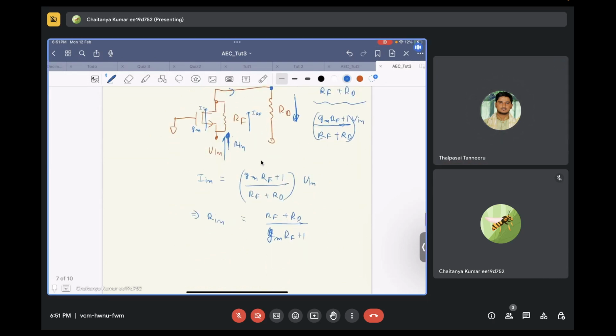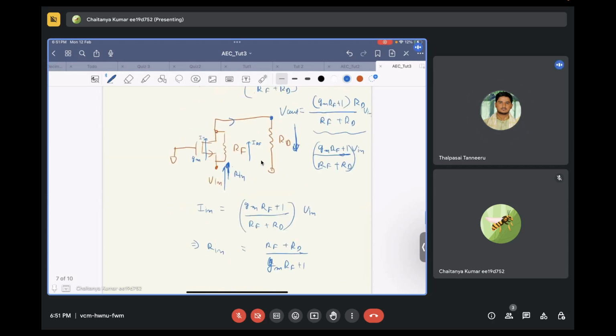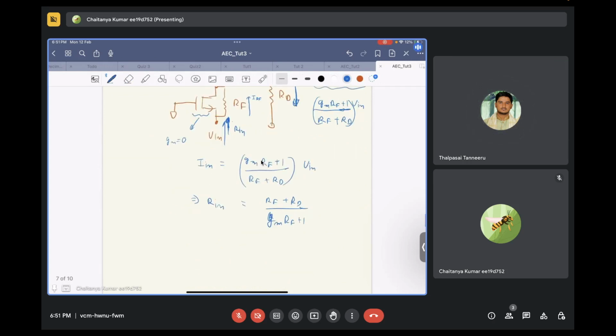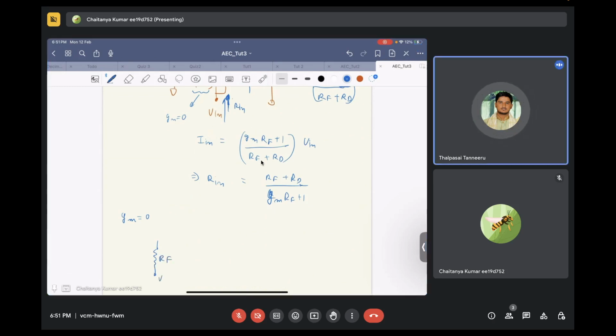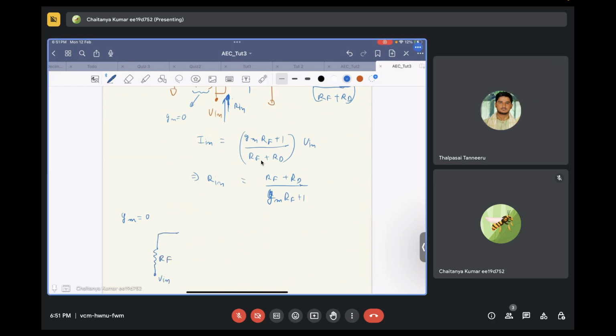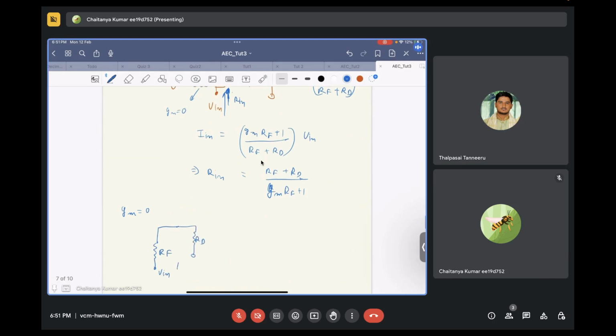Other thing. Okay, let's try to see if it makes sense from the circuit also. So let's say this transistor was not there. That means GM was equal to 0. So how would the circuit look? If GM was equal to 0, there would be RF plus RD, there would be V in, and there would be one RD over here. So what would have been your R in? Yes, sir. RF plus RD.